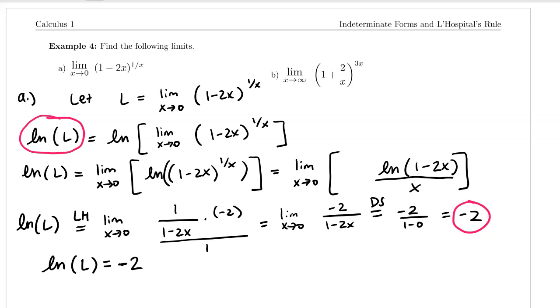Now I know that this relationship is true, and so that implies that capital L, or our limit, is equal to e to the negative 2 power. And this represents our final answer for part A.